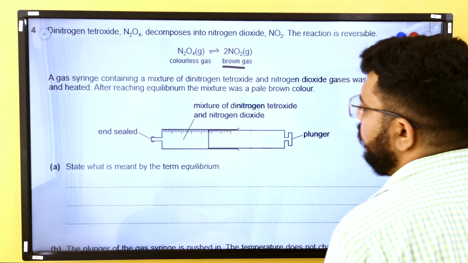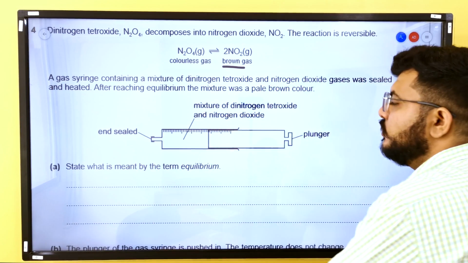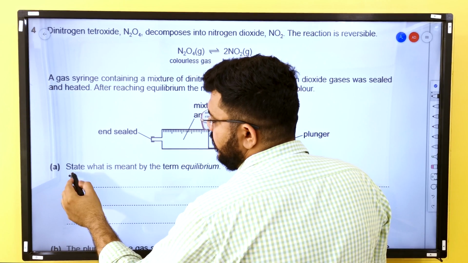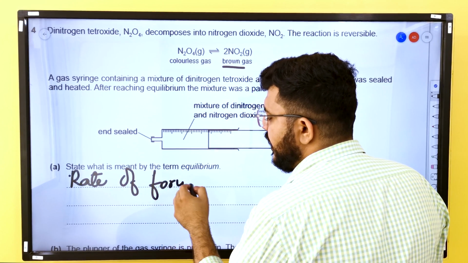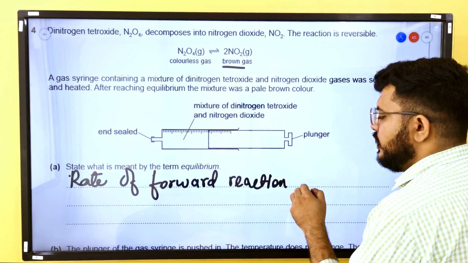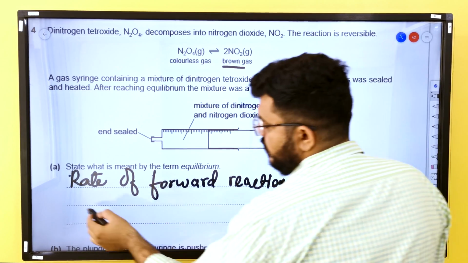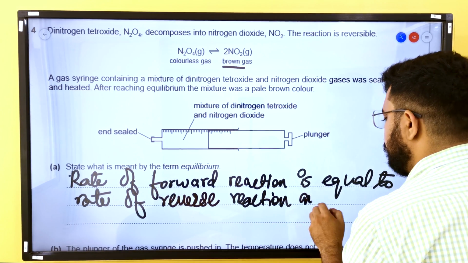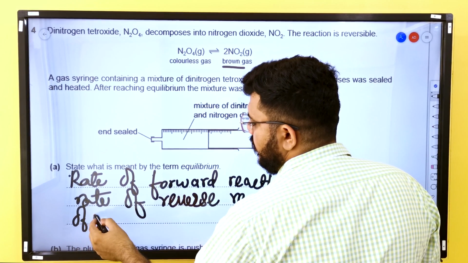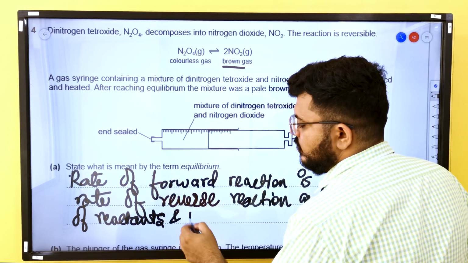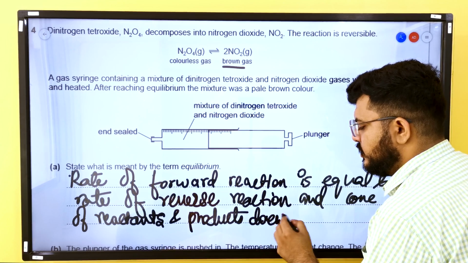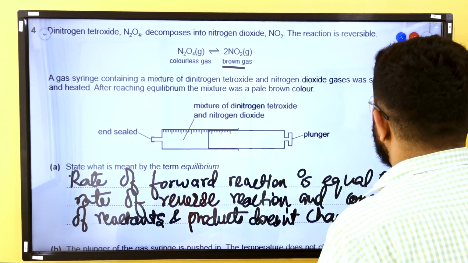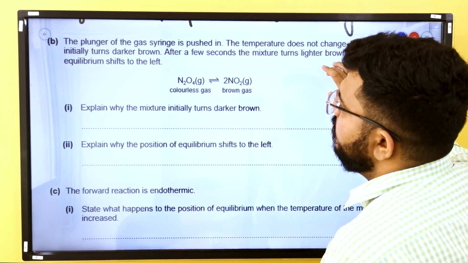What is meant by the term equilibrium? Equilibrium is when the rate of forward reaction is equal to the rate of reverse reaction and the concentration remains constant, right? The term equilibrium means rate of forward reaction is equal to rate of reverse reaction and concentration of reactants and products, both, doesn't change, right? The reaction is taking place, but the rates are balanced off in such a way that the concentration does not change.